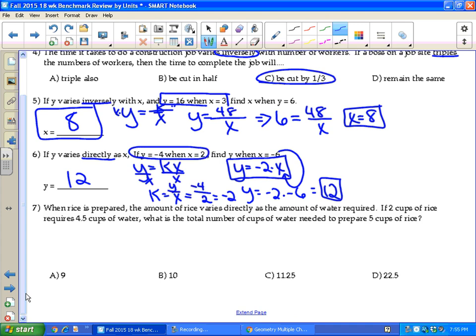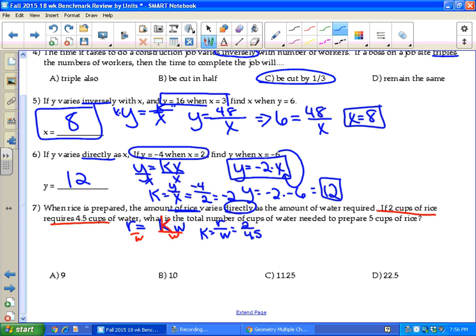When the rice is prepared, the amount of rice varies directly. So now I have words. So amount of rice varies directly with the water. And I'm going to put constant K here. Okay. Now I'm looking for a rice and a water number that go together. That's what this gives me. So I'm going to have to divide by the W. So to get the constant I'm looking for, I'm going to take a rice number divided by a W number, which is going to end up being 2 over 4.5. Okay.